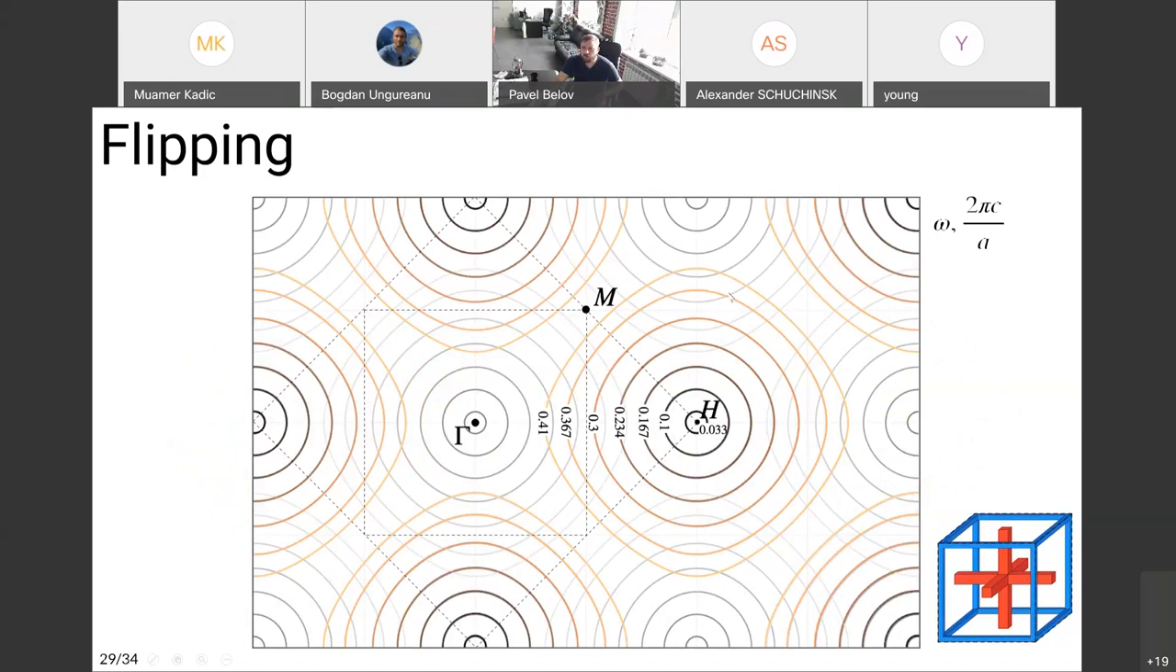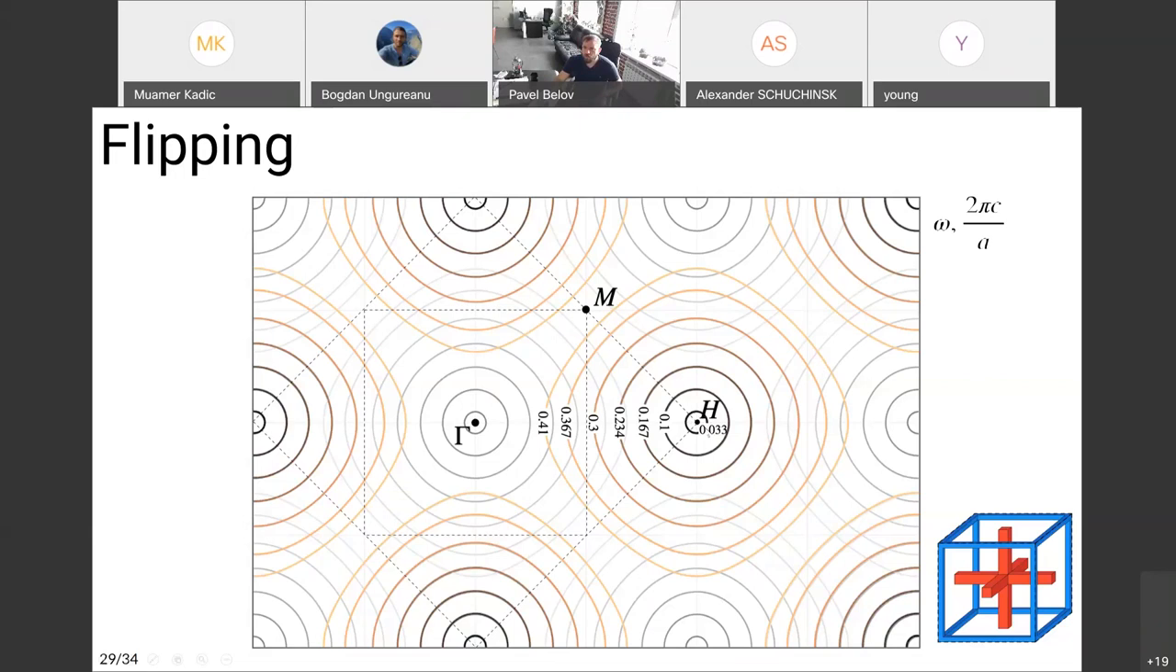These are isofrequency contours, and the original true contours are given in color, and the gray ones are, in a sense, artificial contours. And actually, if you just take a point from this contour and calculate the intensity of the electric field of the mode which corresponds to this point near the gamma point, then the amplitude will be nearly zero, because most of the energy, most of the intensity of the electric field will correspond to the mode from another Brillouin zone near the H point.